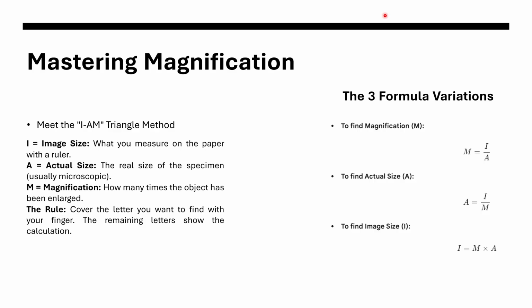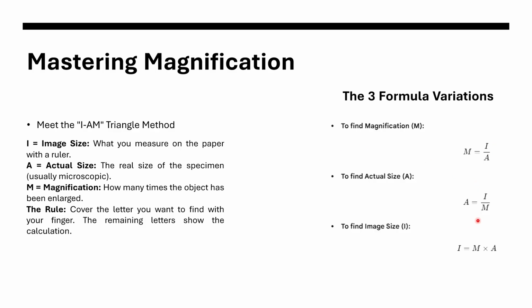Just cover the letter you are trying to find with your finger and the remaining letters tell you the calculation. So for example, to find magnification, cover the letter M. You are left with I over A. So M is the fraction of I over A.